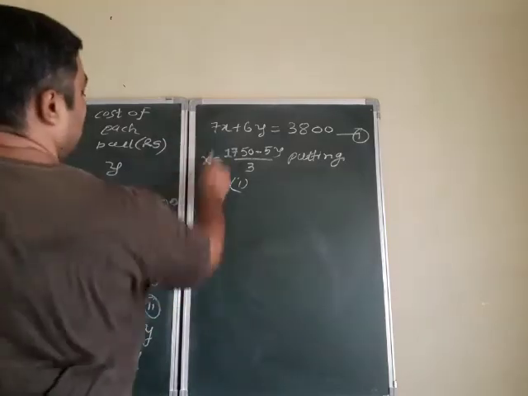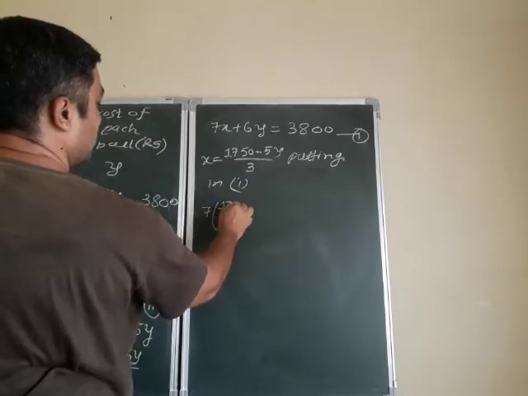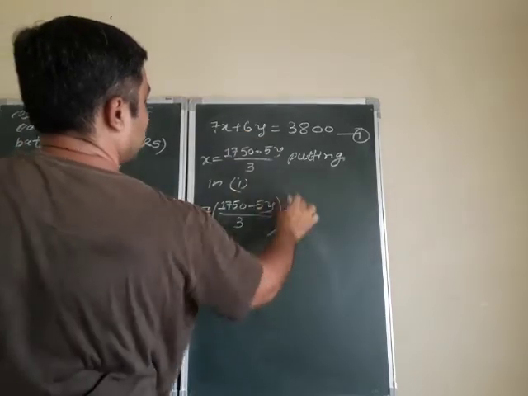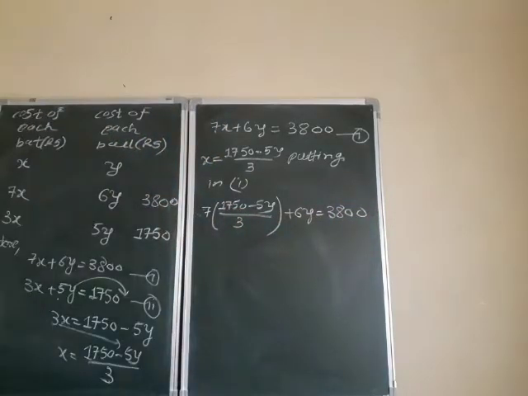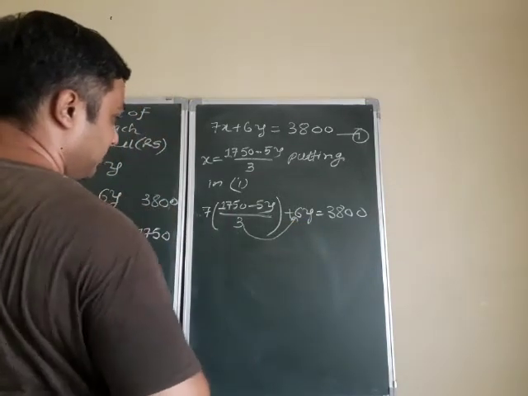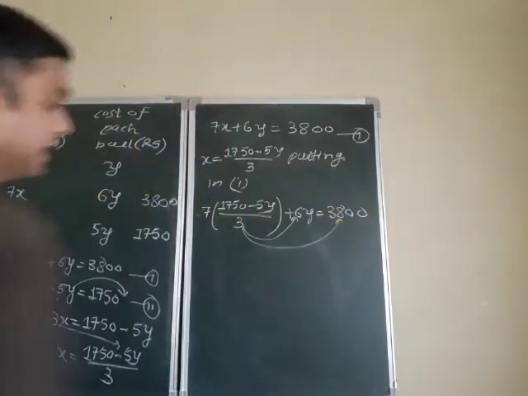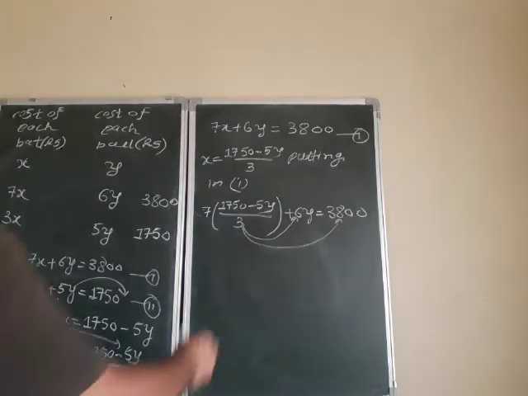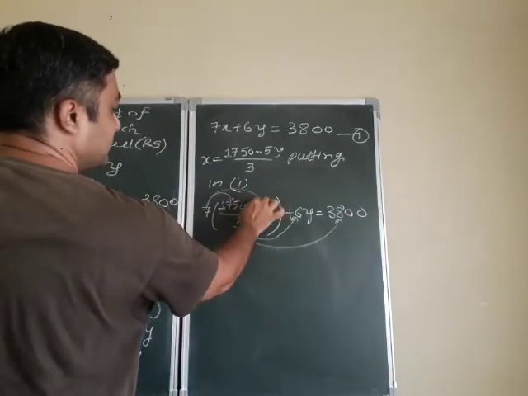So let me substitute here now. 7 times the x value, which is 1750 minus 5y upon 3, plus 6y is equal to 3800. Ready? Now take the LCM of 3. So this 3 is multiplied here, and this 3 is multiplied here, right? So just multiply by 3, taking the LCM. And this 7 is multiplied here, and this 7 is multiplied here.